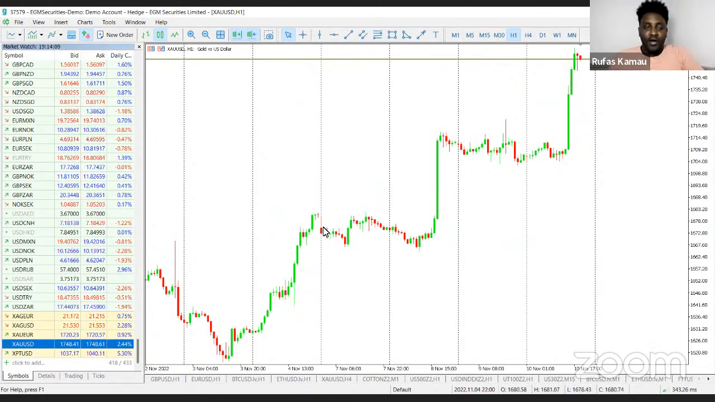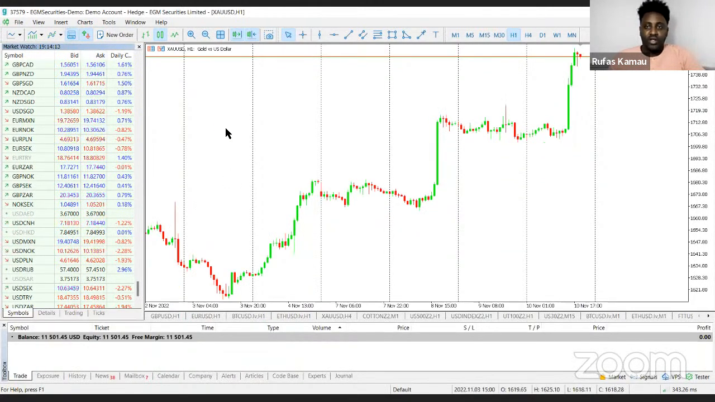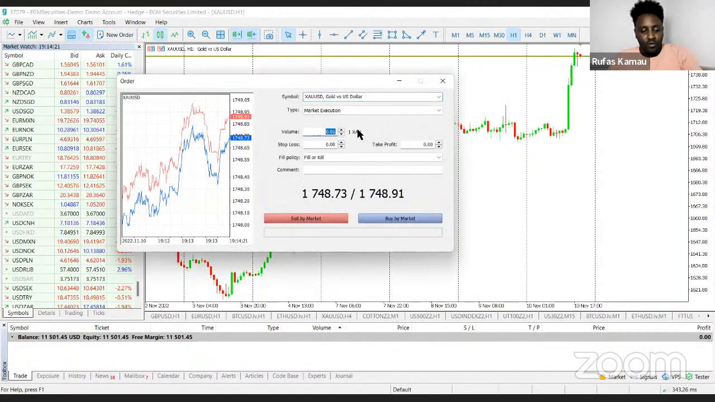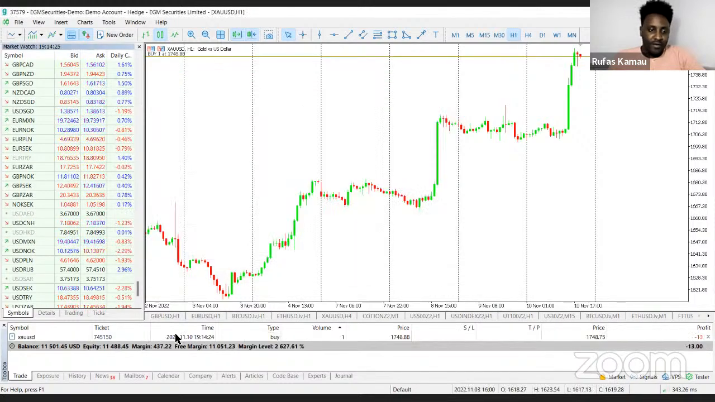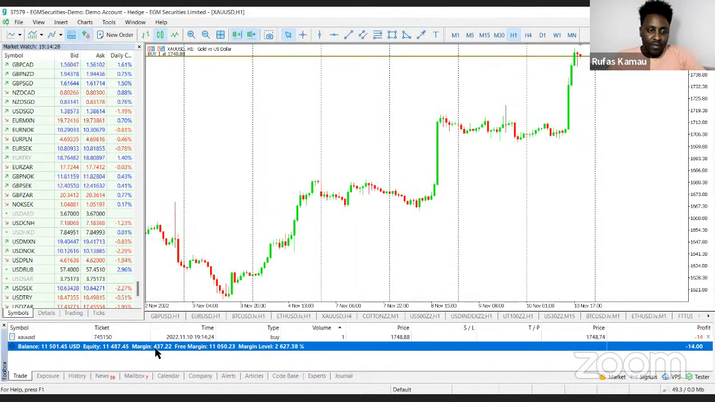So now that we have seen the contract size is equivalent to 100, the next key thing we need to understand is the margin requirements for gold. So if you execute a trade that is a full contract, let's say you go to volume, select one, and then let's say you go for a buy trade or a sell or whatever, then the margin requirement is 437.2.